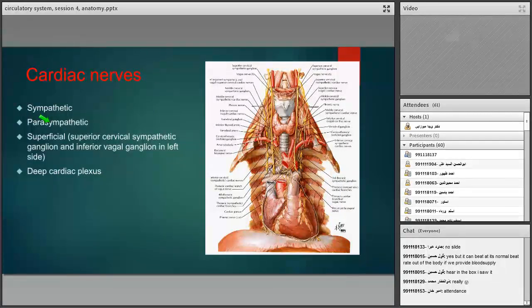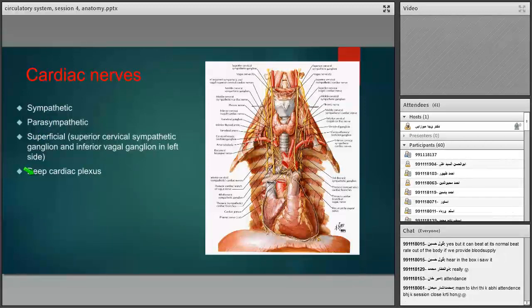Okay, these two form two cardiac plexuses, superficial and deep. The branches of the sympathetic and parasympathetic form the superficial and deep cardiac plexus. Where are the cardiac plexuses? The superficial cardiac plexus is placed under the aortic.